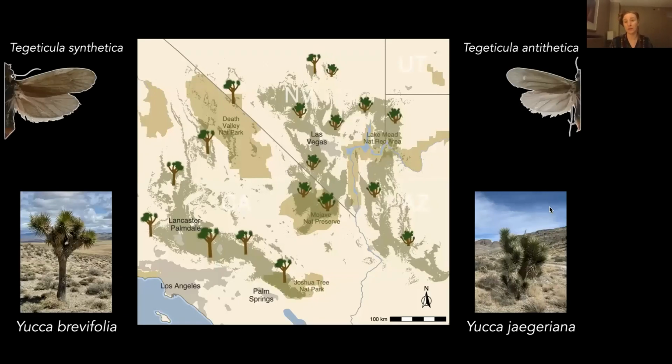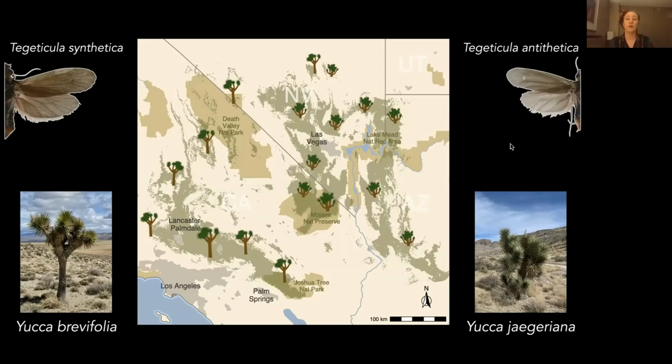And here's the range that I was talking about. Here you can see the lighter green areas that are shaded in are Joshua tree habitat, and the icons of the Joshua trees indicate the two different species. So you can see on the west, you have the western Joshua tree, the more tree-like one, and in the east, you have the bush-like tree.